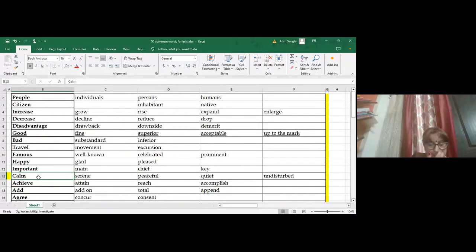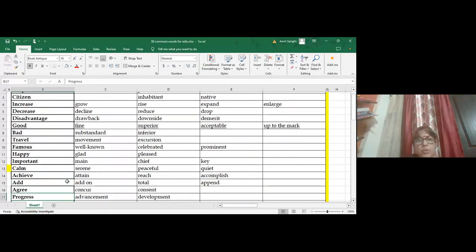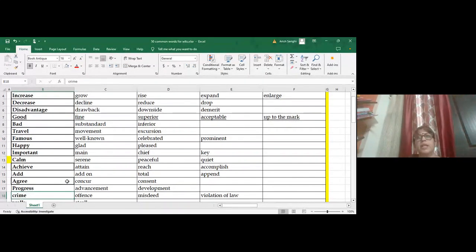Next is calm. A person is calm when they don't make too much noise or they don't react much when there is something unsettling, right? You can use these words for places too, like serene, peaceful, quiet, undisturbed. Let me remove it. I don't want to have too many words. You actually don't need too many words. You need some words which you properly know. That is my suggestion to you.